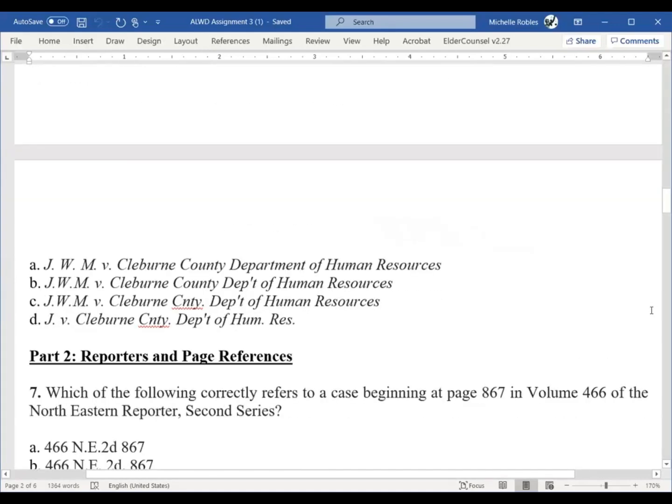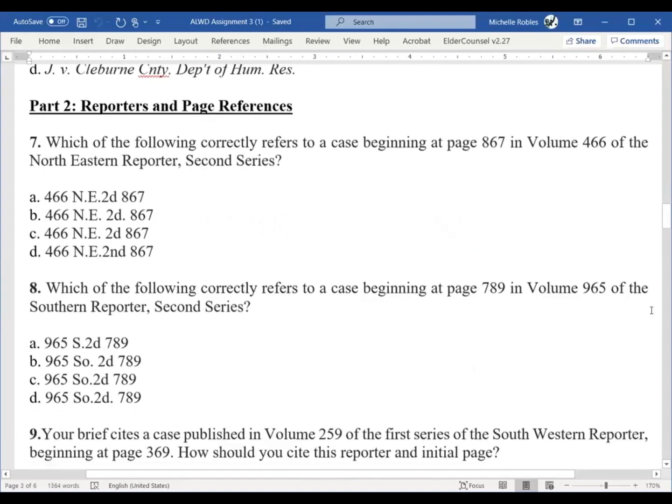So let's skip on down to part 2. Here is where we're talking about reporters. Remember that the reporter is where, in a publishing, you're going to find your case. Here you're going to need to use Appendix 1, and that's the one that's going to have the most information for you. Then you're going to search through and see how you would abbreviate the case reporter names. And of course, you're going to use the charts in Appendix 1.